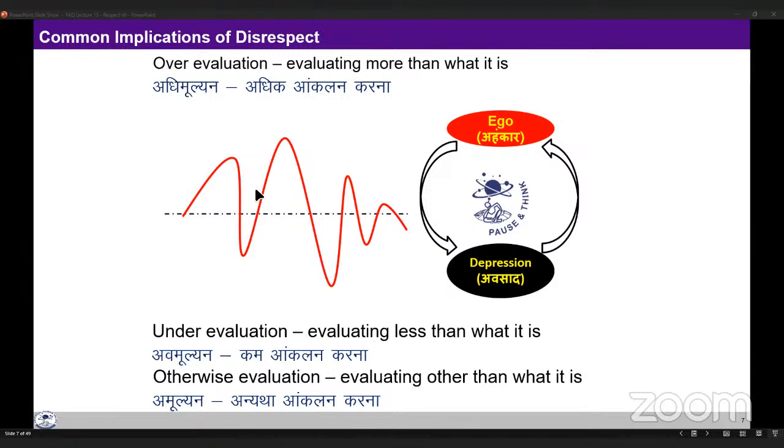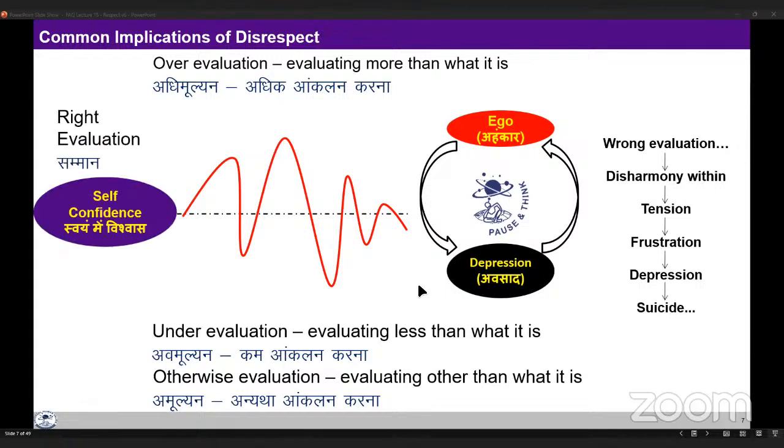Someone has said something, I go into ego. Someone else has said something other, under evaluation. All of this is outside, isn't it? But what would be the right thing? I evaluate. I rightly evaluate.